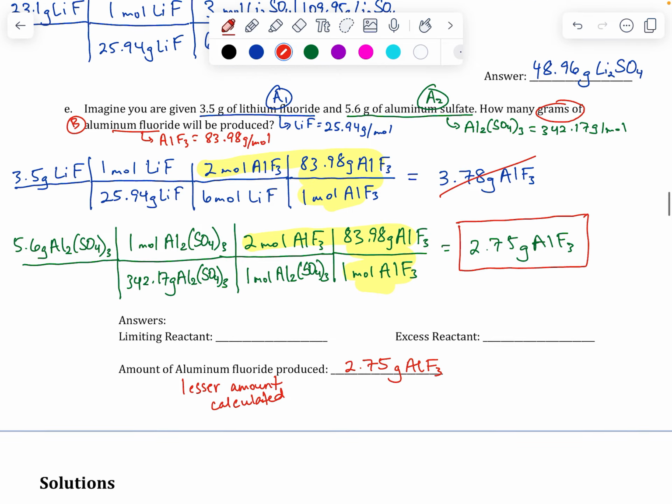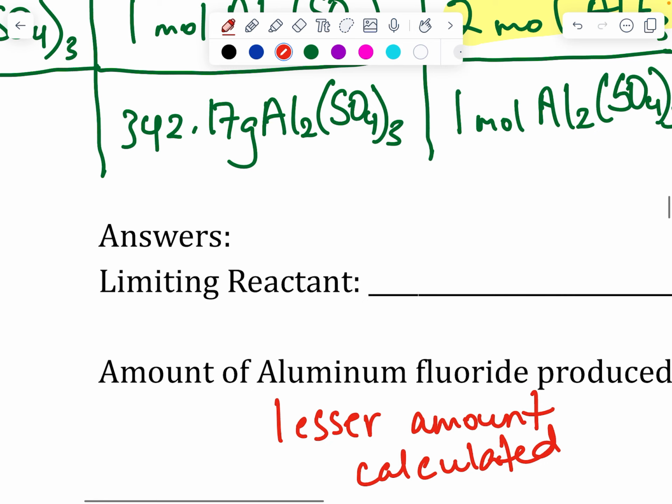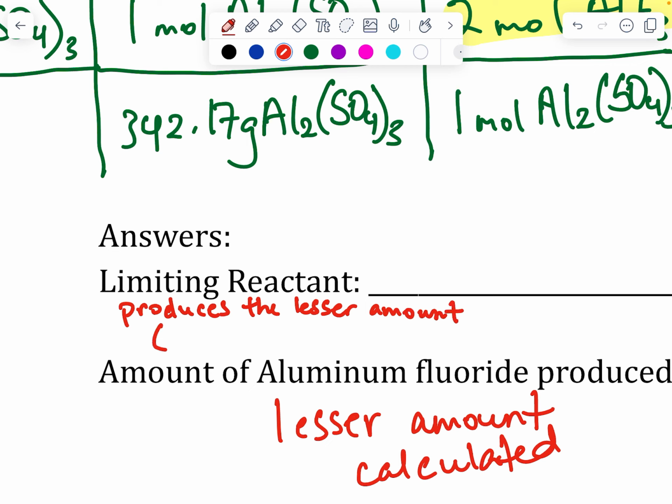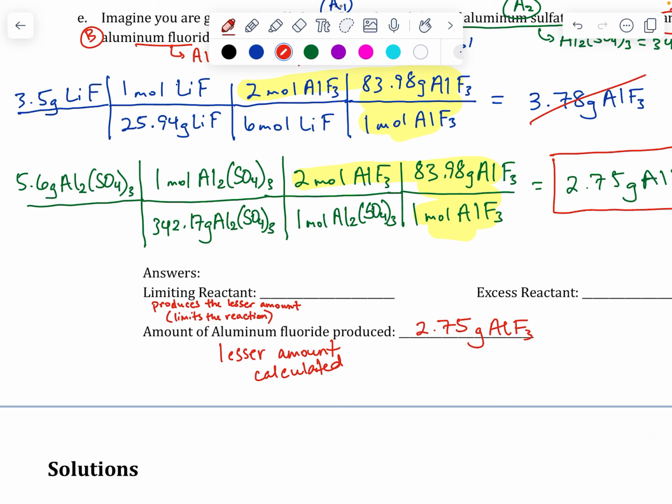So what happens now? Well, whichever one produces the lesser amount is the limiting. So you could say the limiting reactant produces the lesser amount, and that's because it limits the reaction, right? It limits the amount that you're able to make. And that's why we call it the limiting reactant. And when we're talking about a reactant, you're talking about these two things that you started with over here.